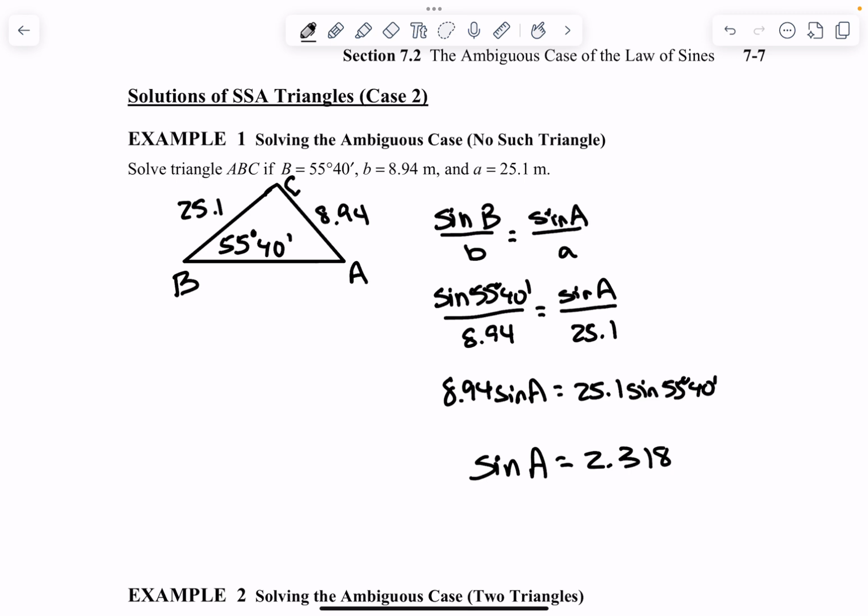Well, remember that the sine of A has to be somewhere between 0 and 1, with 1 being inclusive. This goes beyond that. Therefore, you have no such triangle.